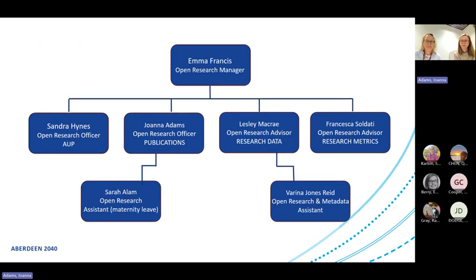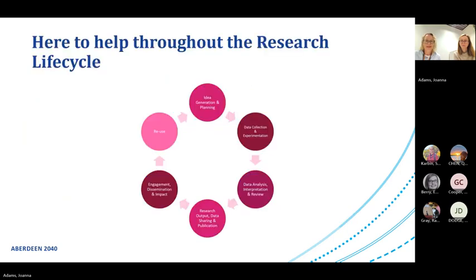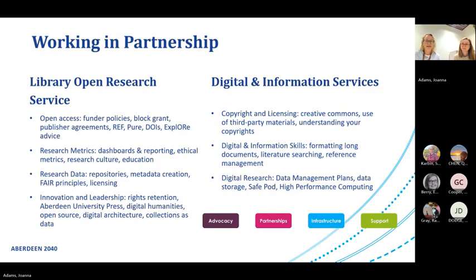Now, this is our team. You can see there are quite a few of us, and we all have responsibilities for different areas of open research, but we all work together. And we are here to help you throughout the research life cycle, from your initial idea, generation and planning, right through to publication and dissemination. Although we're based in the library, we also work in partnership with other teams in the library and throughout the Directorate of Digital and Information Services.